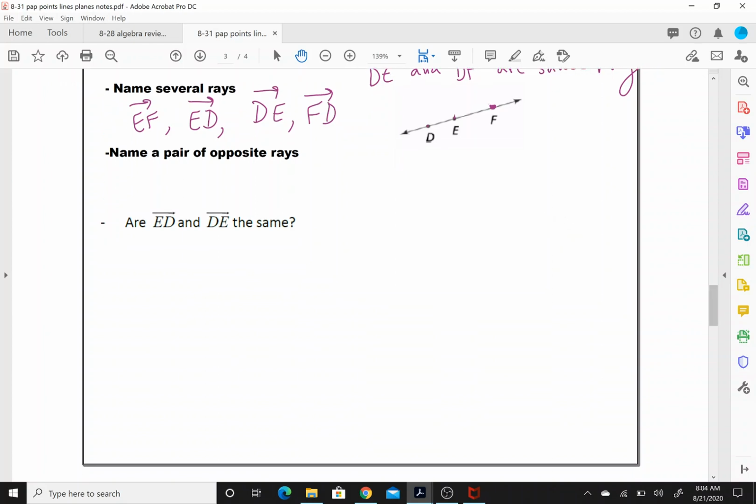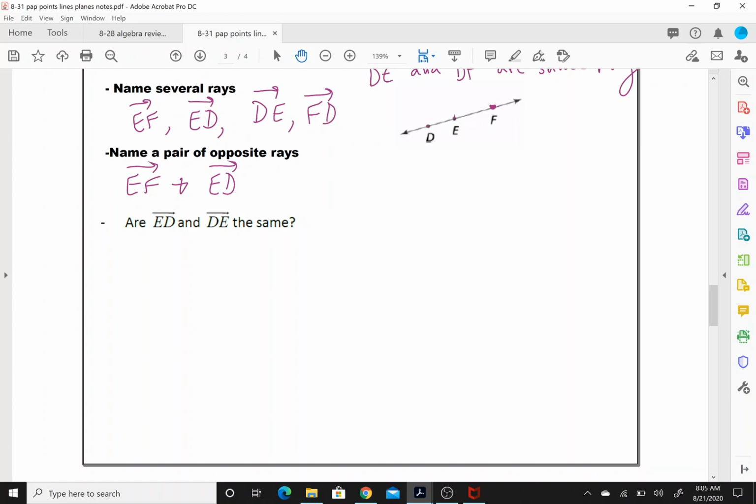Now it says name a pair of opposite rays. Okay, when you're naming opposite rays, you have to choose a point that's basically in the middle. You can't choose point D because, yeah, you could have ray DF, but what about going the other way? You have point D, but you don't have another point to the left. So you can't use point D or point F as an endpoint for these opposite rays in this picture because they don't have any points outside of them. So you have to start at point E. So we have ray EF going to the right and ray ED going to the left. So that's our pair of opposite rays from that picture.